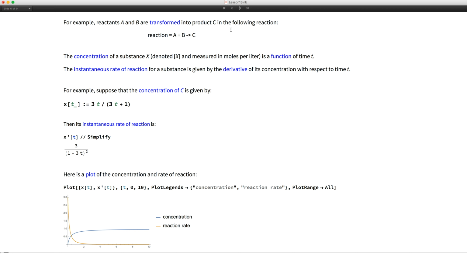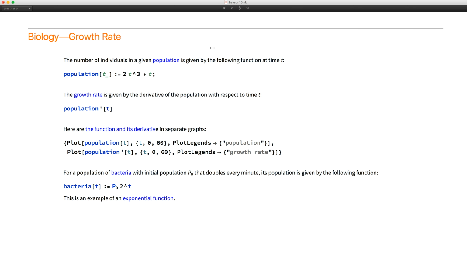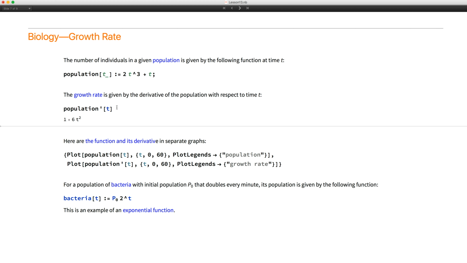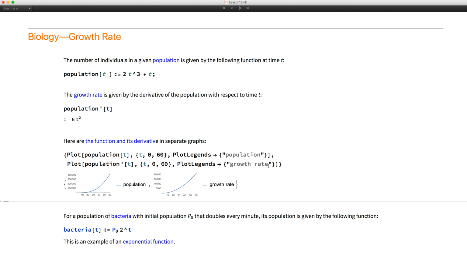Okay, so let's go on now to biology. So in biology, one talks about population models. So for example, the population at time t might be given by 2t cubed plus t. And in that case, the growth rate for that population is the derivative of that population with respect to t. So in this case, it's just 6t squared plus 1. And then of course, you can plot both the population and the growth rate like I've done over here.